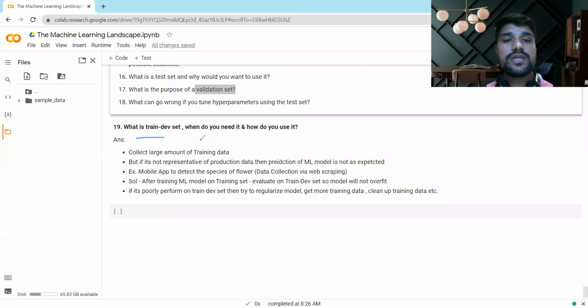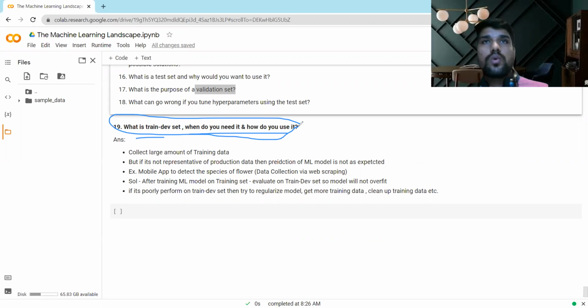What is a train dev set, and when do you need it, and how do you use it? Actually, in the last video, that video was lengthy, so I was unable to explain the data mismatch section in very much detail. So let me take this opportunity and answer it here, so that I'm able to explain that last part and the answers here.